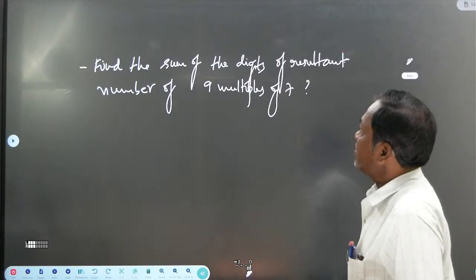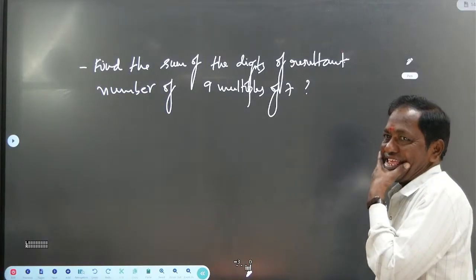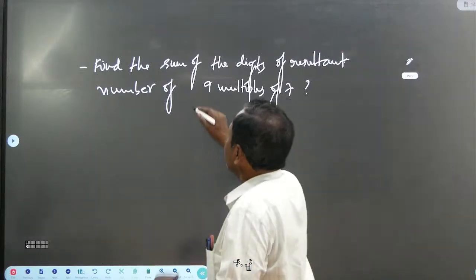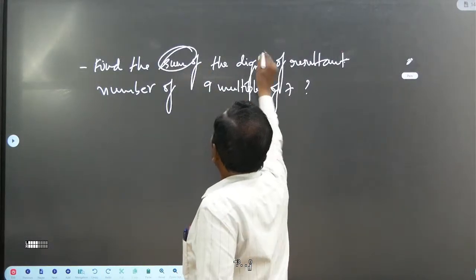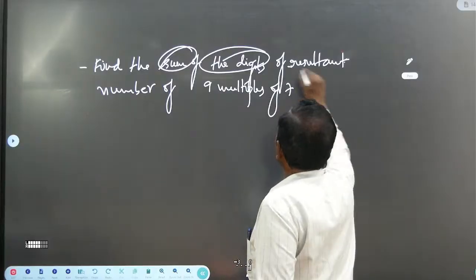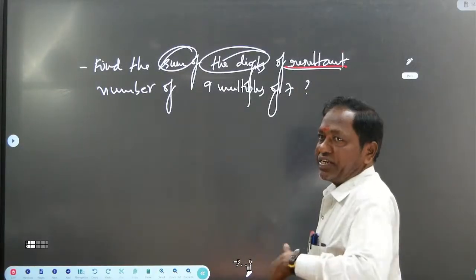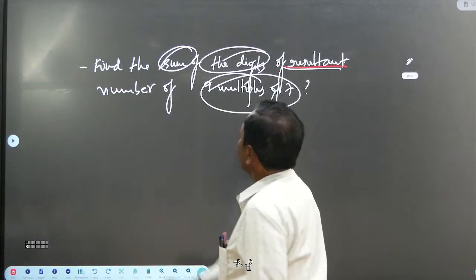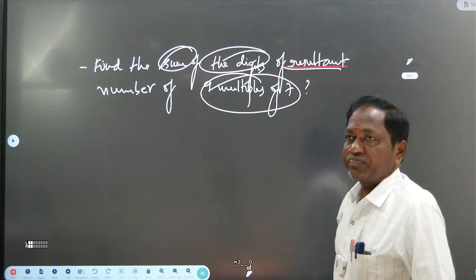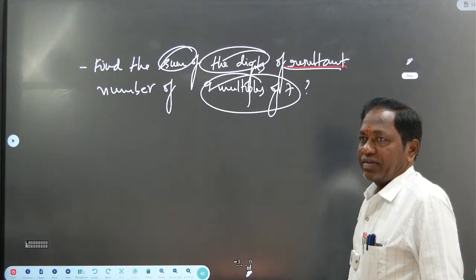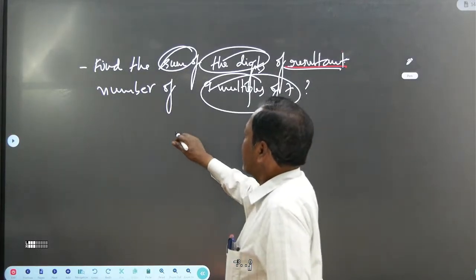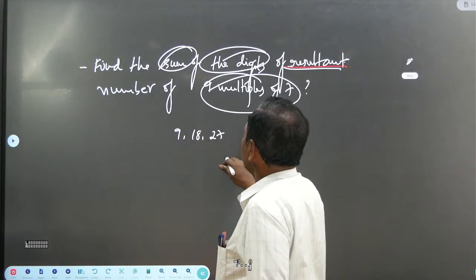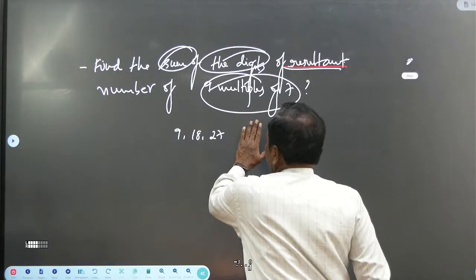First 9 multiples of 7. It means you can just underline the sum of the digits of the resultant number. This can be checked later on. The number of 9 multiples of 7. 9 multiples of 7, sorry, multiples of 7.